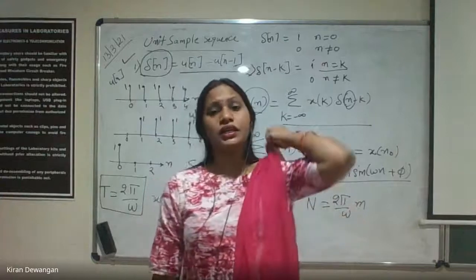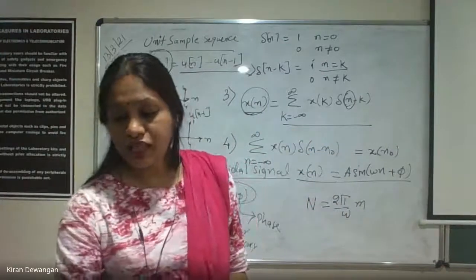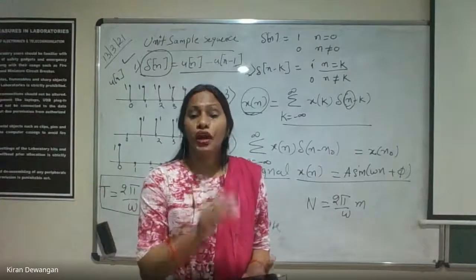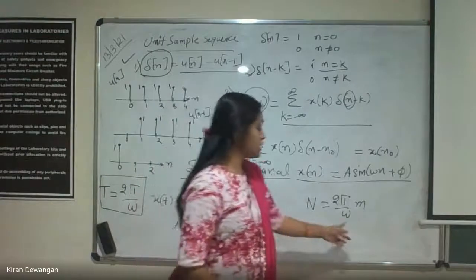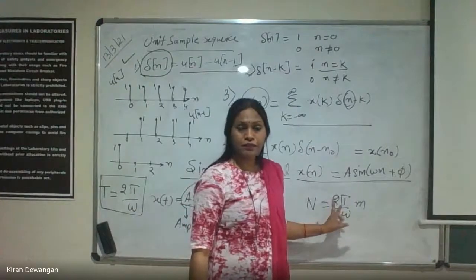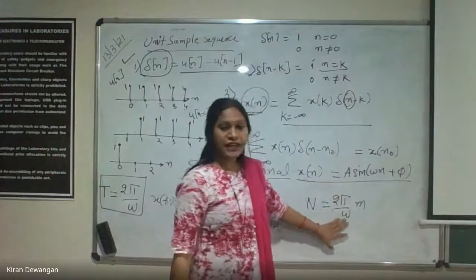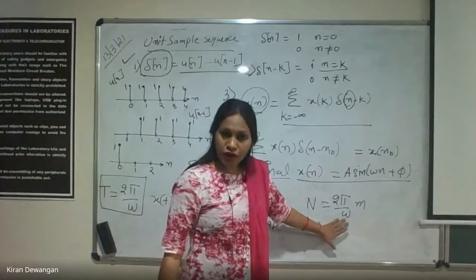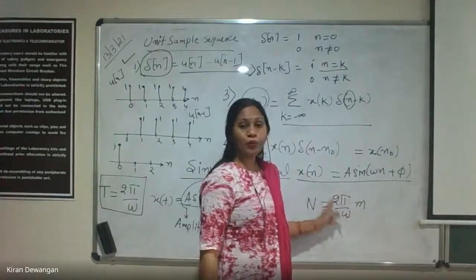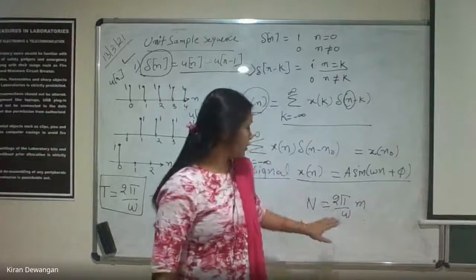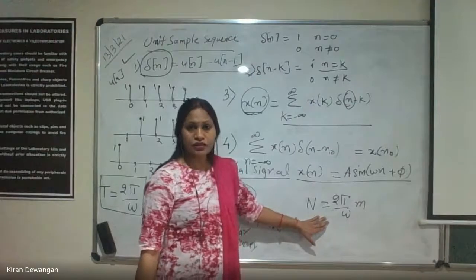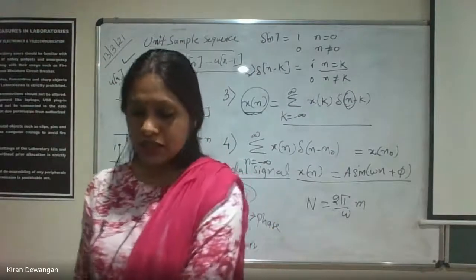Just make a note: for a discrete time signal to be periodic in nature, the angular frequency omega must be an integer multiple of 2 pi. Clear? That is the condition for a discrete time sinusoidal signal to be periodic in nature. So that was all about the sinusoidal signal.